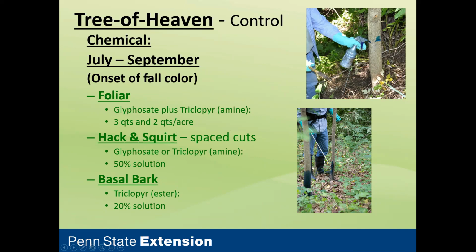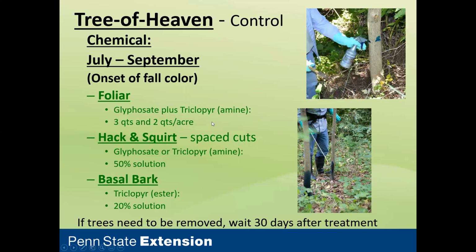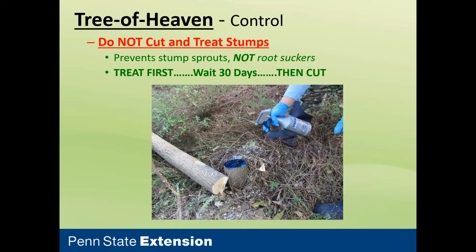And then lastly, basal bark like you see here. We do not recommend to do stump treatments on this plant. What will happen with stump treatments typically, you will control that stump and you'll prevent that stump from resprouting, but you will not allow for herbicide movement down to the root systems, and it's likely that it's going to resprout on you. If the tree has to be removed, kill it first using one of these methods here, foliar, hack and squirt, or basal bark, wait 30 days, and then remove the tree.